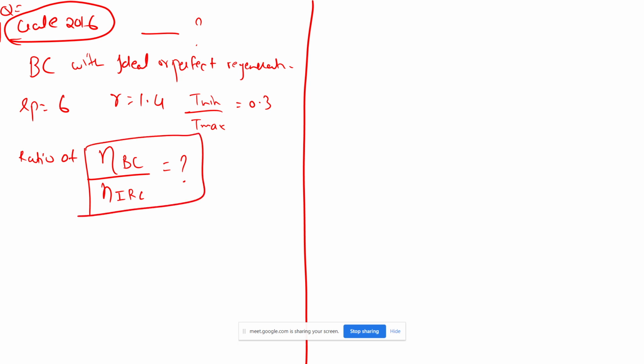0.3 only? Yes, sir, 1 by 0.3 only. It is 1 by 0.3, not 0.3. So can you do this question? I'll give you 2 or 3 minutes. So 3.33? No, it is not right.